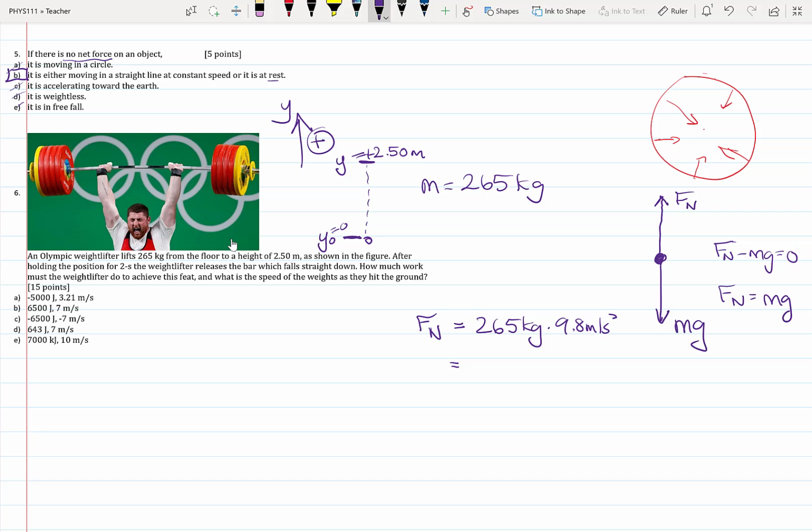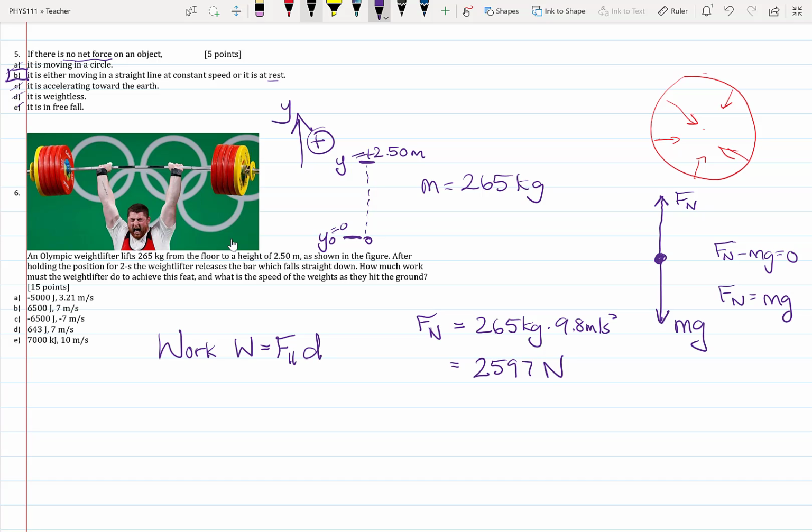let's see, that's about 2,597 newtons. The weightlifter's pushing up with a force of 2,597 newtons. And so if the weightlifter exerts that force all the way from the bottom to the top, what's the definition of work? Well, work, W, is equal to the component of the force that is parallel to the displacement.